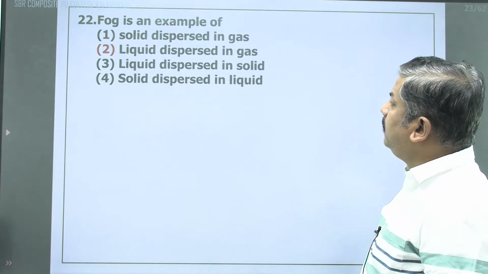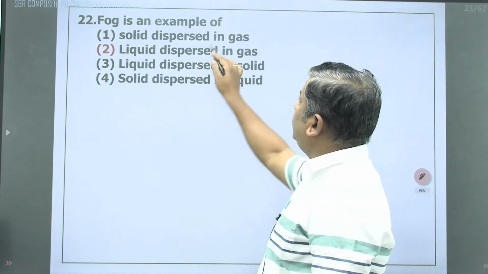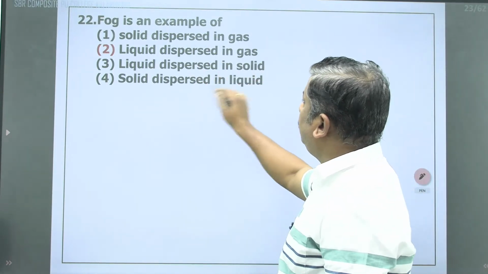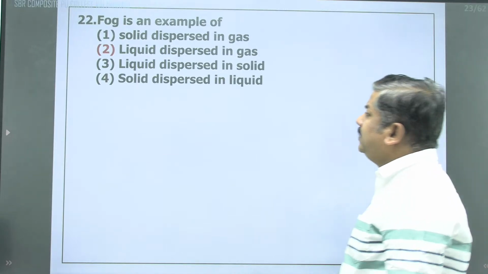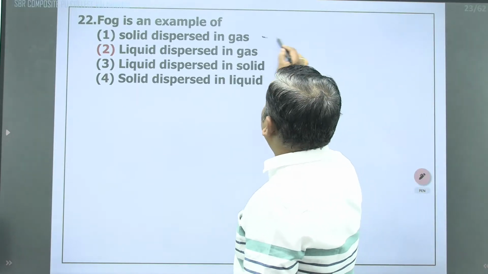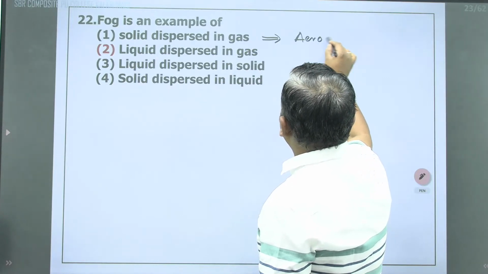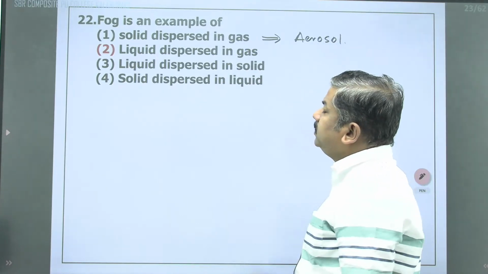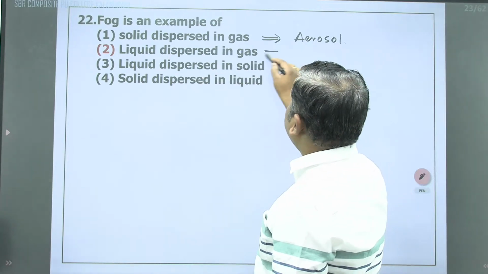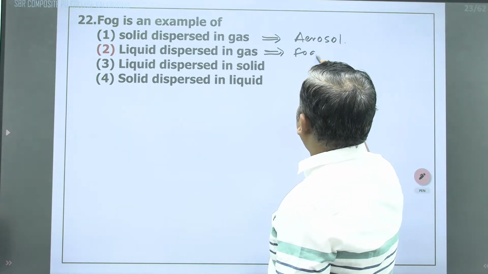22. Fog is an example for: solid dispersed in gas, liquid dispersed in gas, liquid dispersed in solid, or solid dispersed in liquid. Whenever solid is dispersed in gas, it is commonly called a solid aerosol. Liquid is present in case of gas, this is an example for fog.